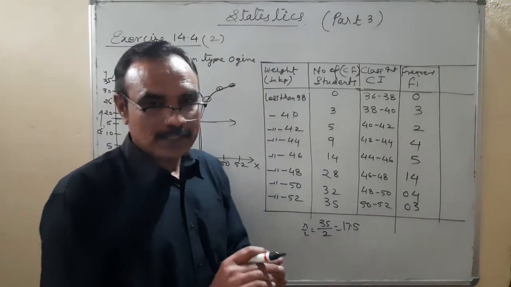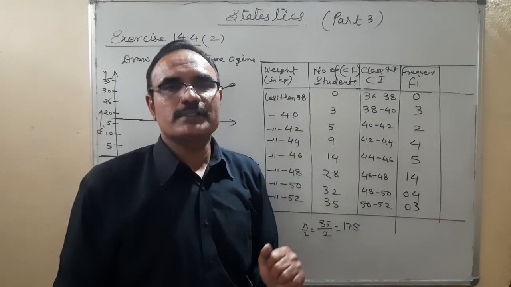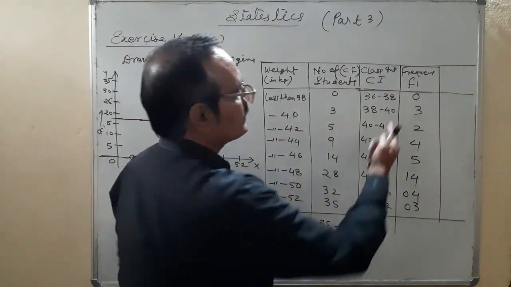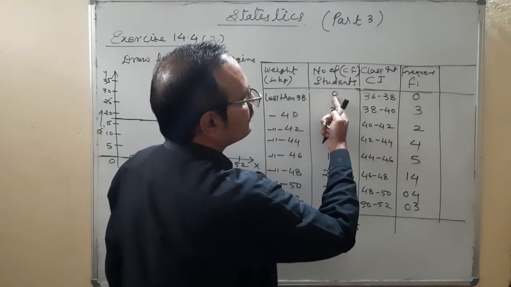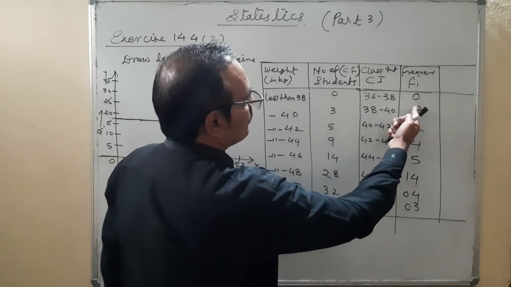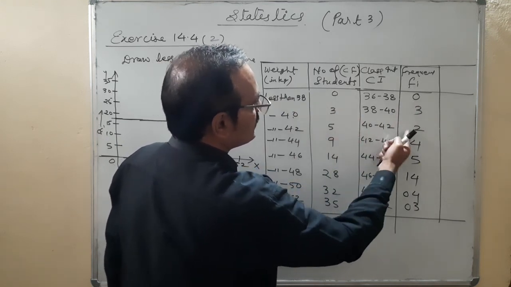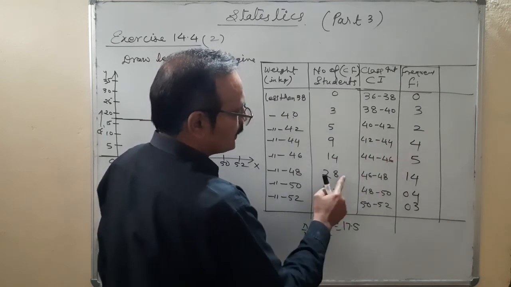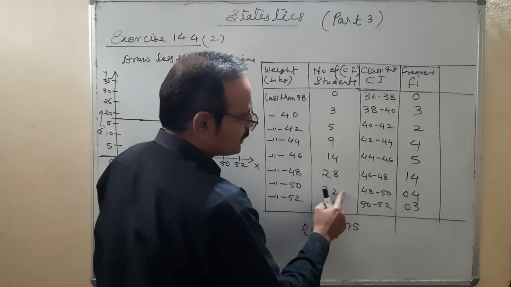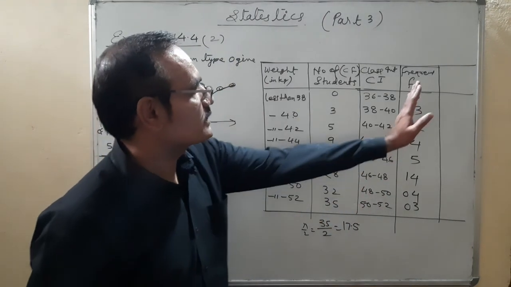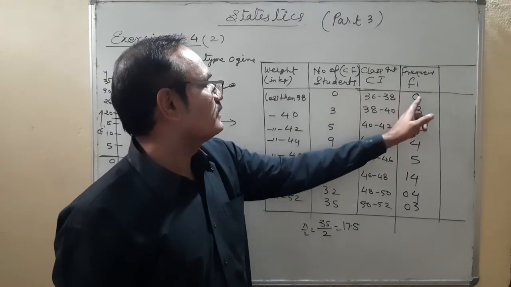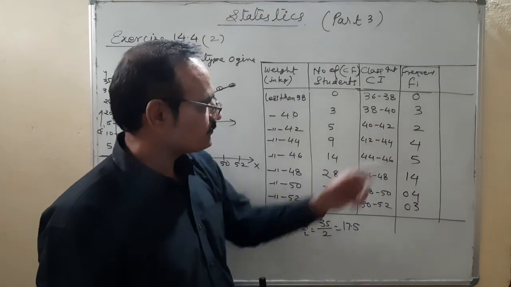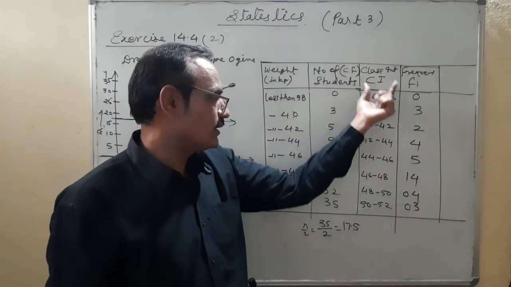If you want to cross-check whether your frequency column is correct, the simplest way is this: treat this as the frequency, and this is CF. 0, then 0 plus 3, 3, 3 plus 2, 5, 5 plus 4, 9, 9 plus 5, 14, 14 plus 14, 28, 28 plus 4, 32, 32 plus 3, 35. So this is created as the frequency column, class interval.